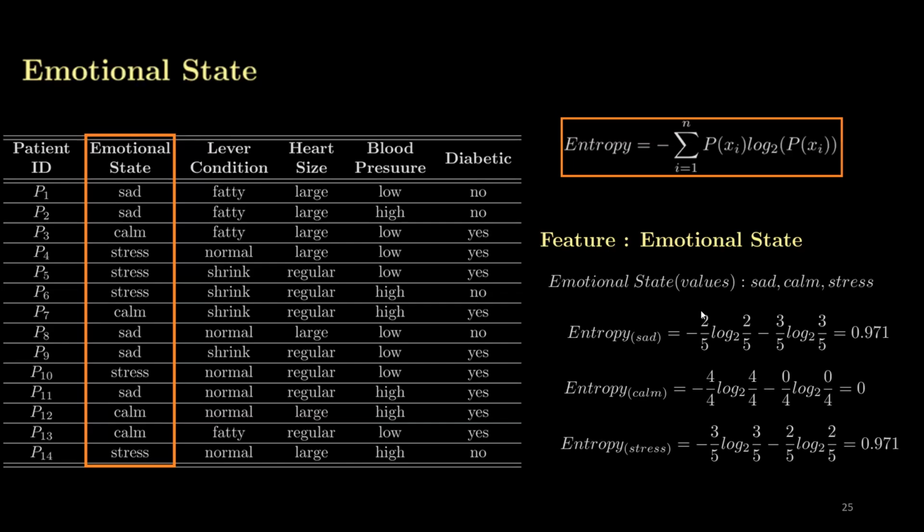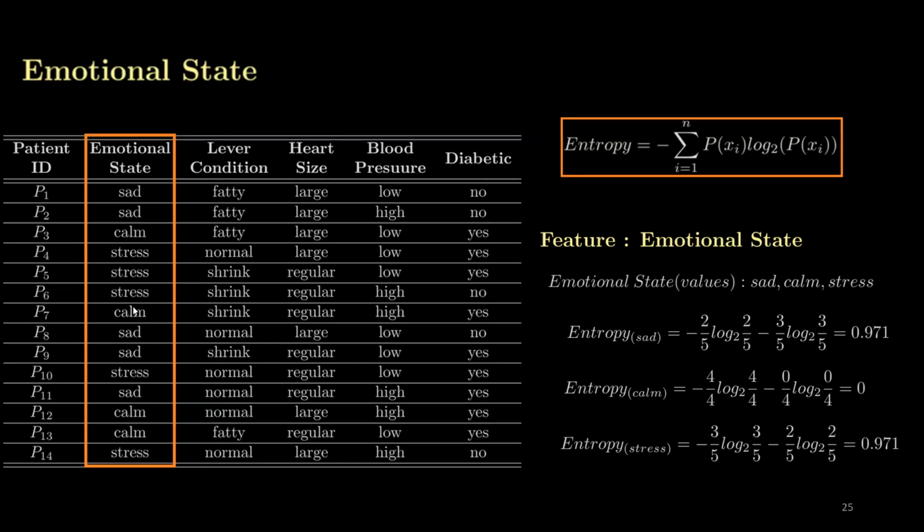Okay, now this is the entropy with the yes label, and this is the entropy with the no label. If we add them, we will get 0.971. So this is the entropy of sad in the emotional state. Similarly, calm. Now calculate how many times calm appears.